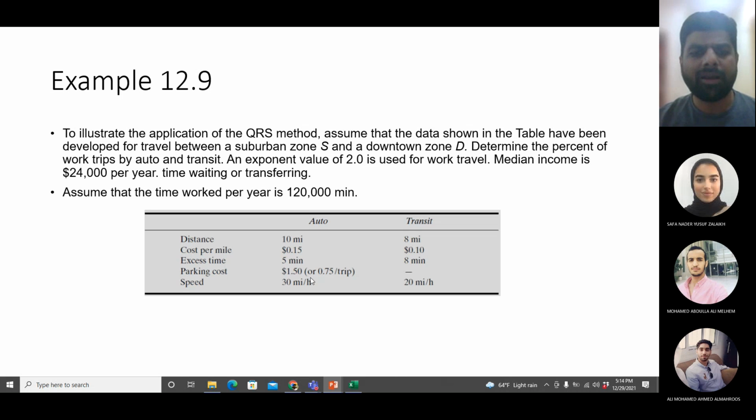There's a parking cost as well for auto. Obviously transit doesn't need any parking cost. The speed is 30 miles per hour for auto and 20 miles per hour for transit, which makes sense, transit is slower. The percentage of trips by auto and transit is given, and the exponent value, the B value, is given as 2. All these values are between two zones, so all these numbers are for two specific zones. When you are going from S to D, these are the values. Median income is given as $24,000 per year.